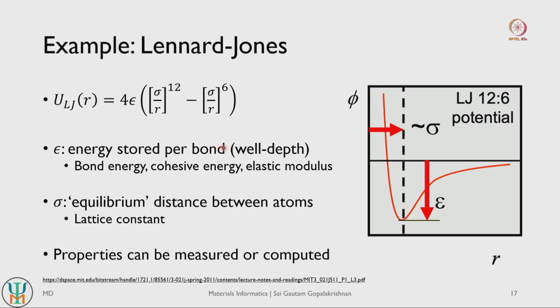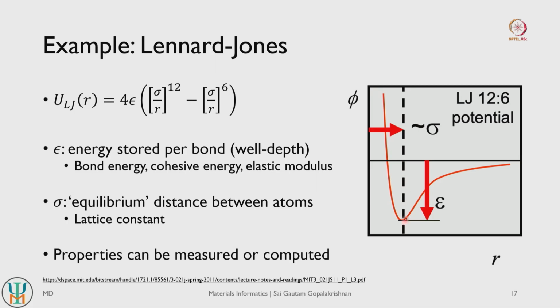At very short r values, very short distances, this (sigma by r) to the power 12 term dominates, so you get a very sharp spike here. At very large distances, the (sigma by r) to the power 6 term dominates. As r goes very large, your denominator becomes too high, and you start asymptotically approaching 0. At some intermediate values, you may see a minimum being formed in your potential energy. So you see that this Lennard-Jones functional form has two important parameters.